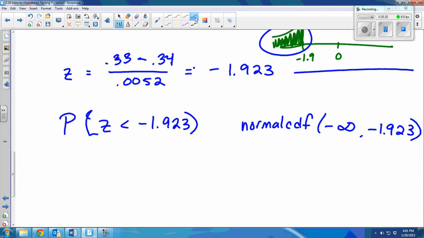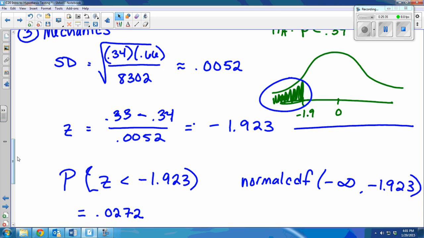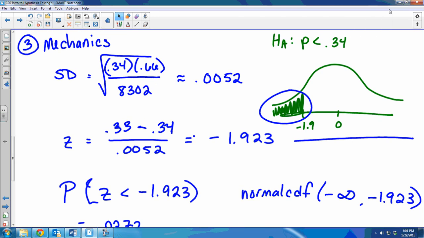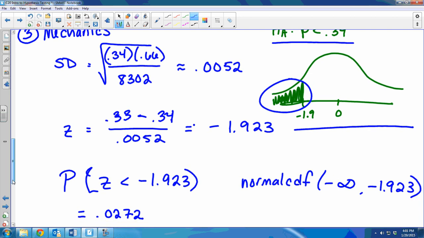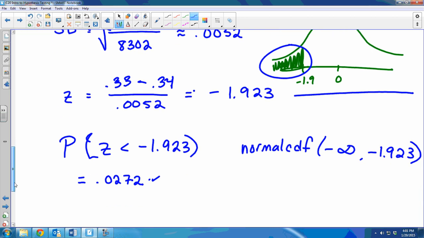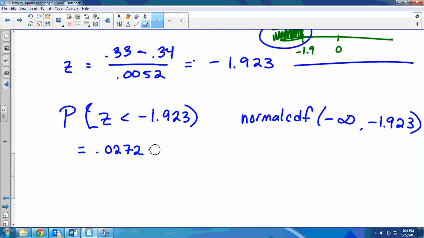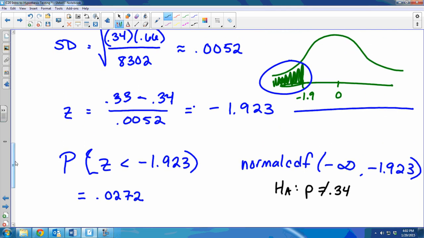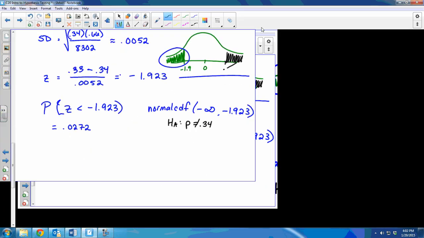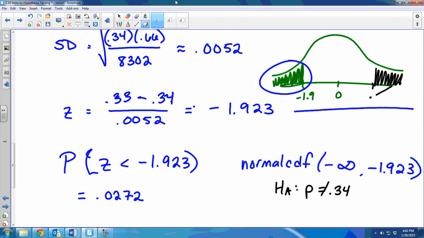So, if we do that, our p equals 0.0272, right? So, if our alternative had been that the attendance rate was declining, then this would be our p-value and we would be done. But it's not, because our hypothesis is a little bit different. Our hypothesis was actually that p is not equal to 0.34. Not equal to means both tails. So I also need to know the probability of if the z-score was 1.9.